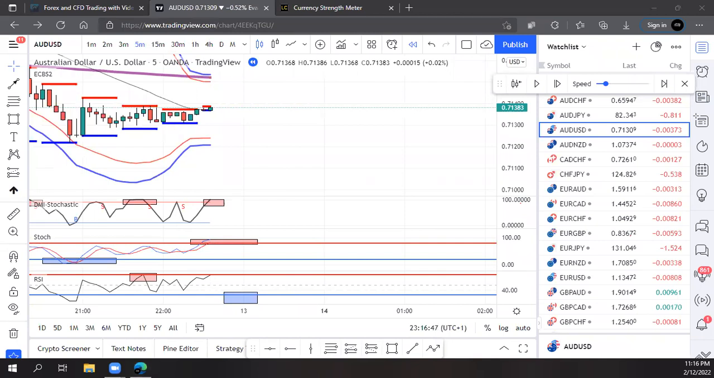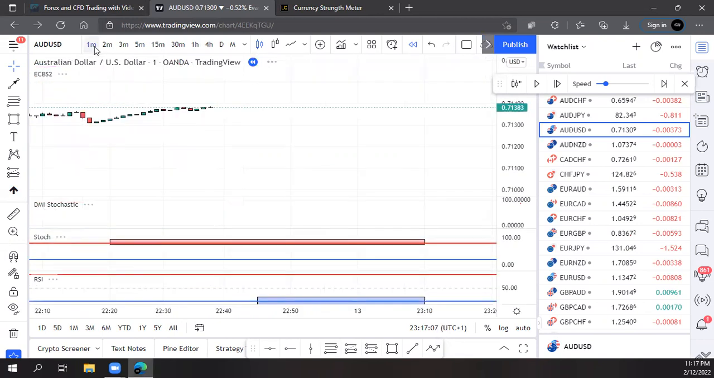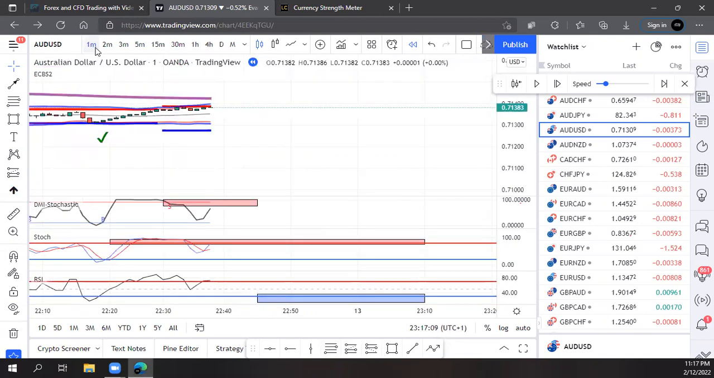Like 6 figures this year is done for you. You guys are so sharp. But you don't take the trade. Go and look for your entry. Remember I said 5 minutes is to look for your setup. 1 minute is to get your entry, right? So since I've been able to identify this, I'm going to drop down to 1 minute.